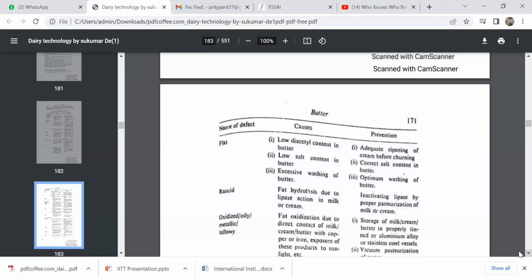नेक्स्ट इज द स्टेल फ्लेवर विच इज ड्यू टू क्रीम ऑफ पुअर क्वालिटी, ठीक है, which is held too long before churning, and butter is stored in insufficient low temperature for long period. तो क्या करेंगे कि क्रीम का लॉन्ग स्टोरेज अवॉइड करना है. स्टोरेज का जो टेम्परेचर है दैट शुड बी करेक्ट.